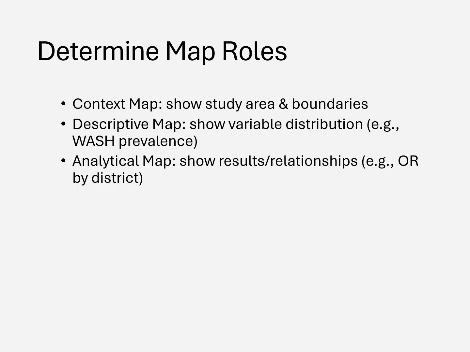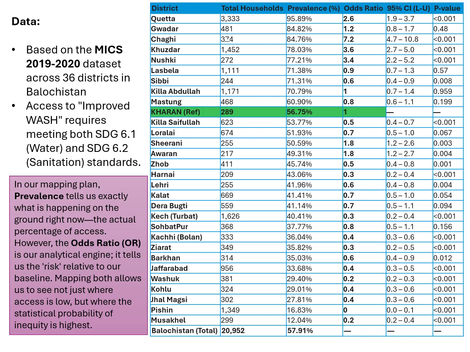So how do we determine the map role? This is one of the pieces from the previous slide. We have three different maps: context, descriptive, and analytical. I'm going to explain this with the help of an example.